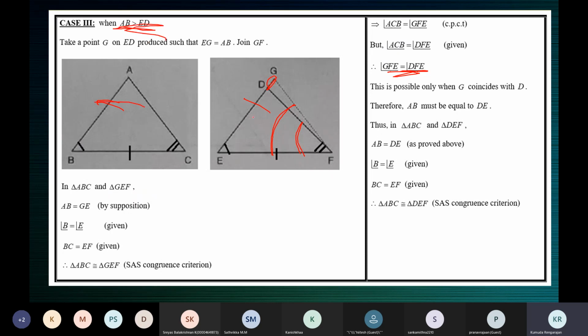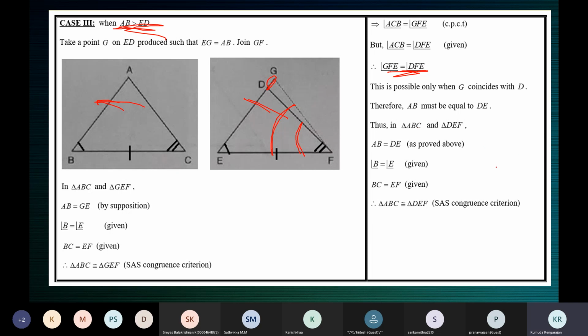That means AB is equal to DE, because even if we took a different point G and assumed that AB is equal to GE, it's not working. G is the same as point D. So AB is not greater than DE. AB is equal to DE.